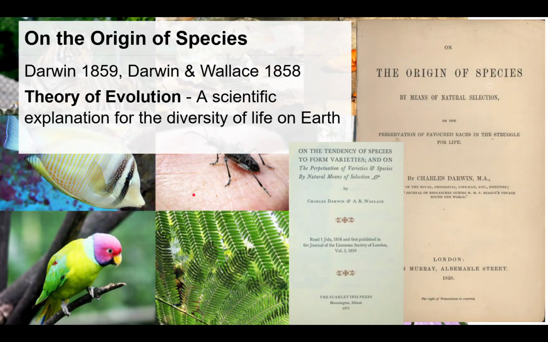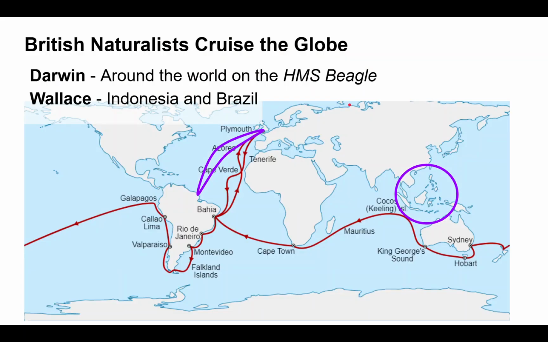So what Darwin and Wallace were really trying to do in both their papers. Darwin's was On the Origin of Species by Natural Selection. This is where he laid out the theory in 1859 of what this origin is, or what natural selection was, and gave all his evidence. He also published some work with Wallace as well. And like I said, it was a scientific explanation for the diversity of life on Earth.